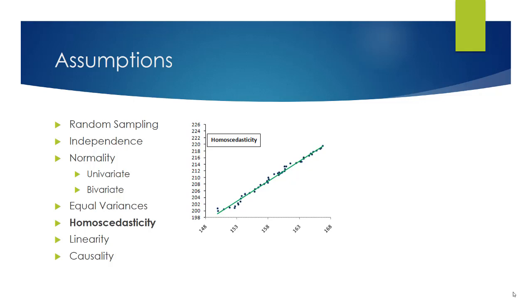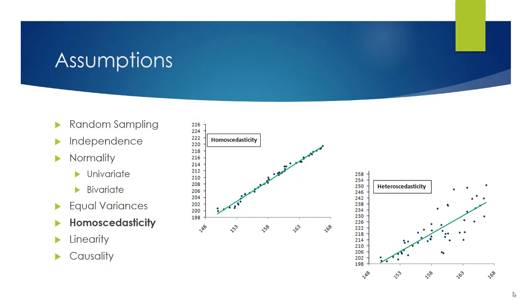And what we see is that in this case, where we do in fact meet that assumption of homoscedasticity, the variability of scores around that fit line is roughly equal throughout the entire range of our scores on X and throughout the entire range of our scores on Y.